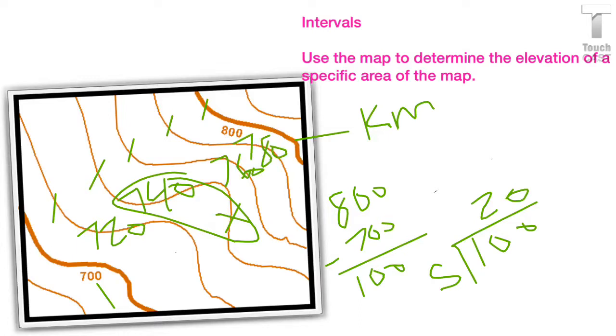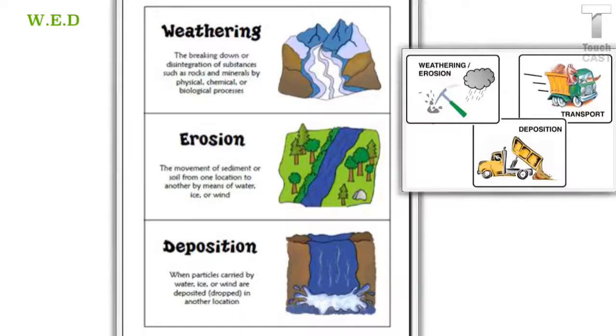Make sure you understand this because this will come up again on a quiz or test in the near future. Super quick review from 7th grade. Weathering, erosion, deposition. Write this down on your own, guys. Just know that weathering's breaking it down, erosion's moving it, deposition is depositing it into another location. Let's review this on your own.